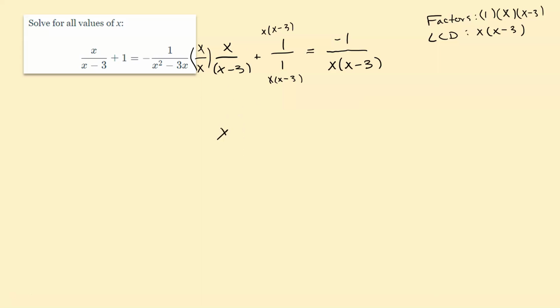X times x is x squared. And again, the numerator stuff, go ahead and multiply out. The denominator, you can leave as factored. So this becomes x squared minus 3x. And then equals -1.